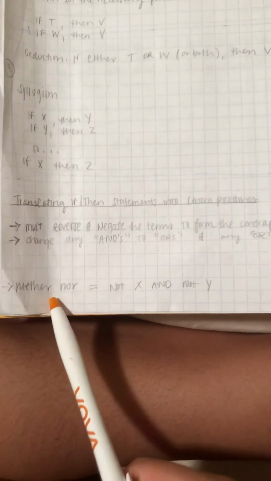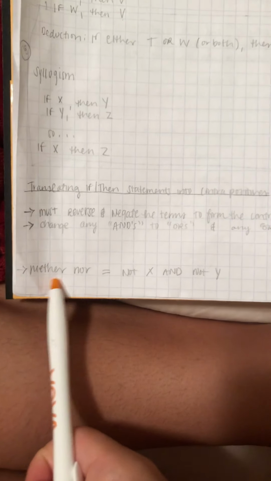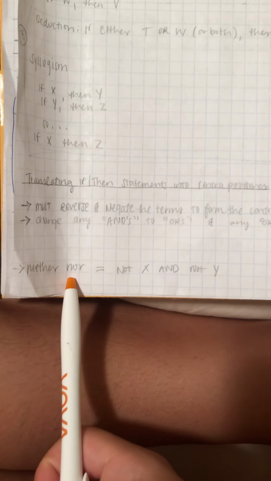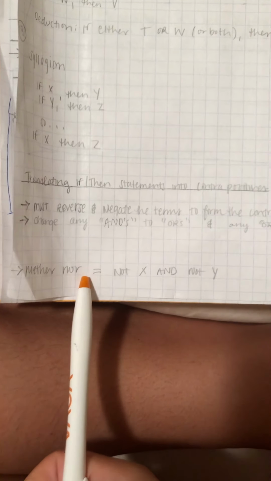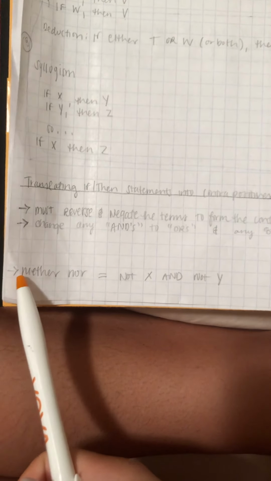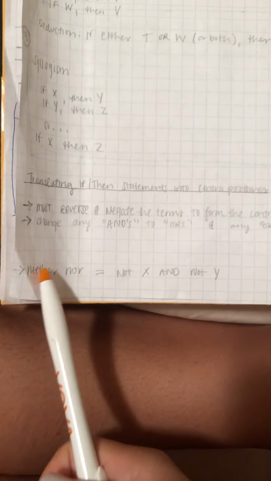Neither/nor equals not X and not Y. That's good to know. I didn't know that. So if X, then neither Y nor Z. That's if X, then not Y and not Z. This isn't the example I was just saying; I was just pulling the last thing out of my head. But neither/nor is not blank and not blank. Okay.